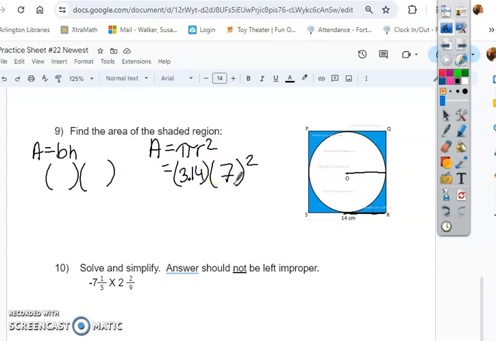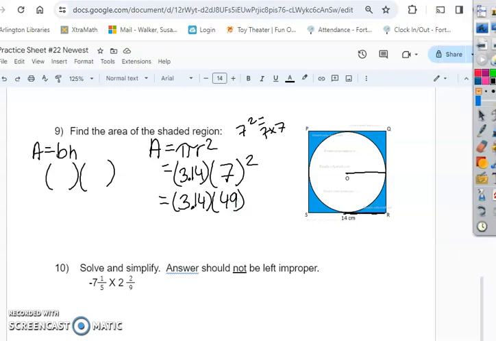Hopefully we know that is 7. Okay? So, what does 7 squared mean? 7 squared means 7 times 7, which is 49. Okay? So, since this is a shaded area, we have like a missing piece here. When we have a missing piece, we are going to subtract. Okay? So your job is to finish this math, and you're going to subtract. You're going to subtract square minus circle, and that gives me the shaded area. Okay?